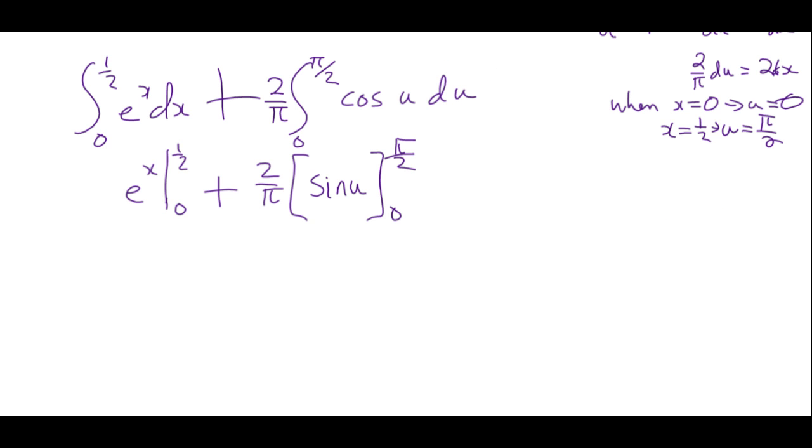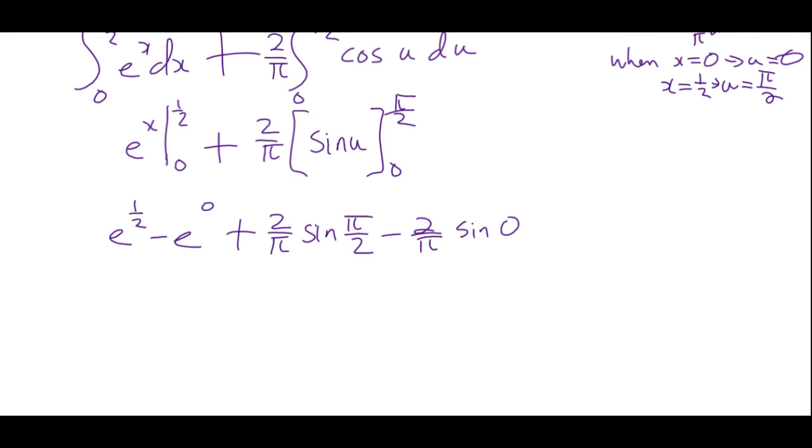Okay, so now we can evaluate. We'll get e to the 1/2 minus e to the 0 plus 2 over pi, let's do it this way, sine pi over 2 minus 2 over pi sine 0. Okay, so I've distributed the 2 over pi instead of putting that in brackets. Sine of pi over 2, 1. Sine of 0, 0. So that's gone. So what do we got?